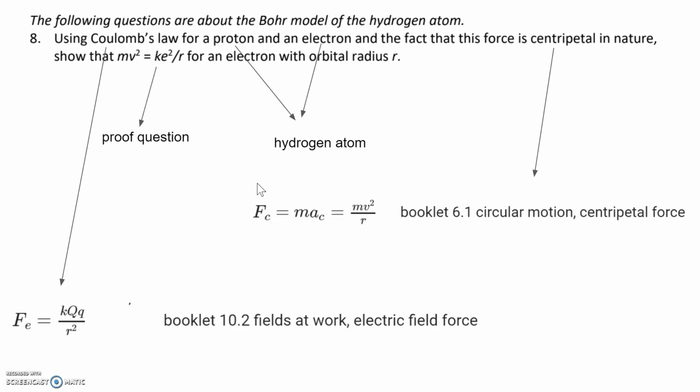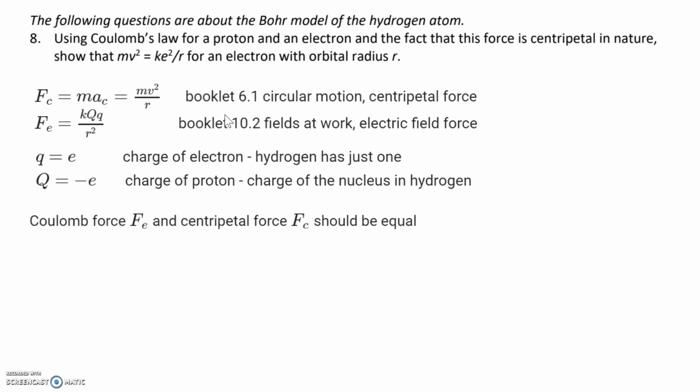Finally, the question asks us to prove that the relationship up here can be represented by the following equation: mv squared equals ke squared over r. I've compiled all the given values into this square here. As you guys can see, the charge of an electron is equal to negative e, and the charge of a proton is equal to the opposite of the charge of an electron. Therefore, it is positive e.